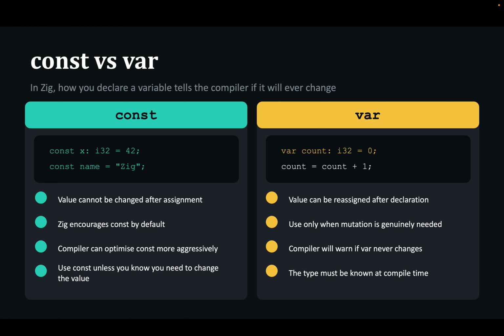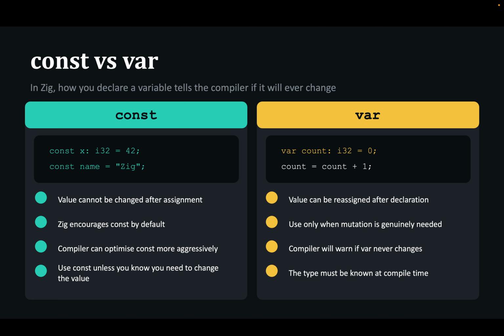Now, let's have a discussion about const versus var. The first thing you need to understand is how Zig declares variables. There are exactly two keywords, const and var. Const means the value is fixed. Once you assign it, it never changes. In Zig, const is the default. When you are about to declare something, your first instinct should be const. Most things in your program should not change.